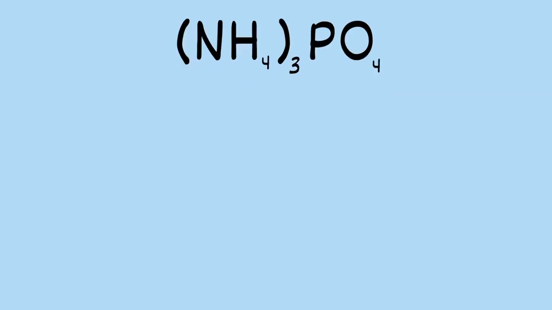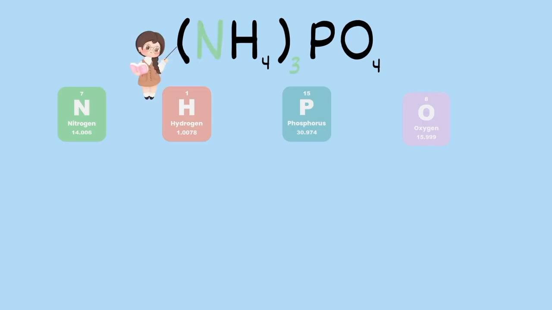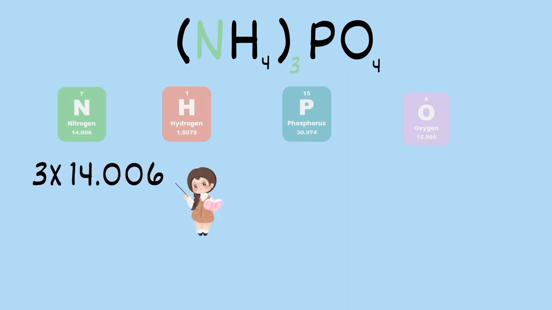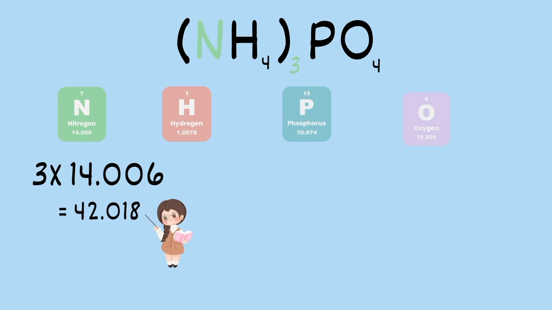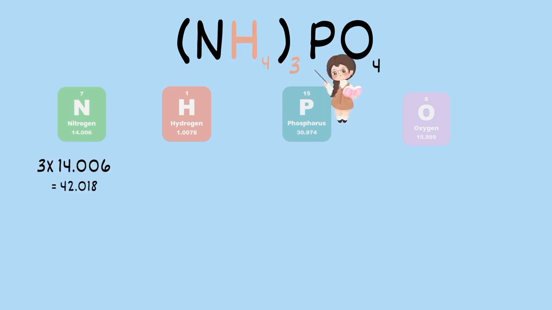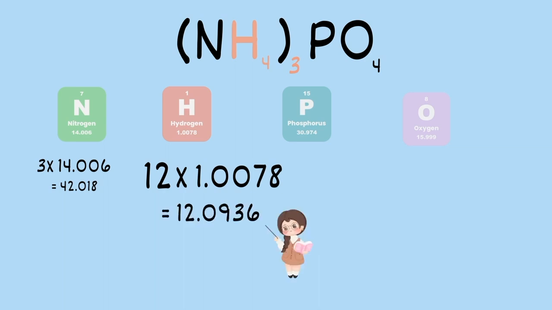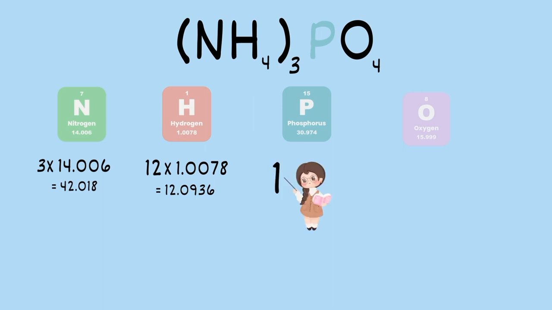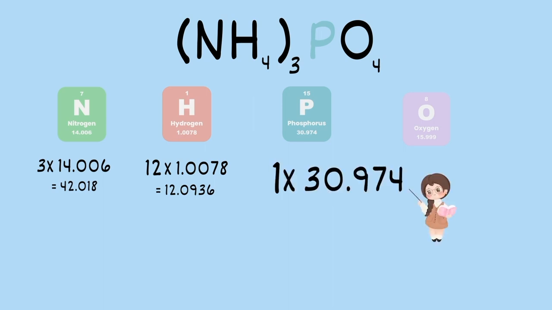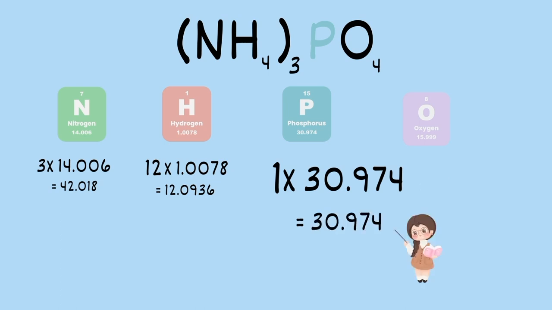Let's try one more. Let's find the molecular mass of ammonium phosphate. We have our elements off the periodic table for reference here. Starting off with nitrogen, we have 3 nitrogen in our molecule multiplied by the molar mass, 14.006. That gives us 42.018. Next, there are 12 hydrogen atoms here, multiplied by the molar mass, 1.0078, and we get 12.0936. Phosphorus, we just have 1 atom, so 1 times 30.974, that's going to give us 30.974.